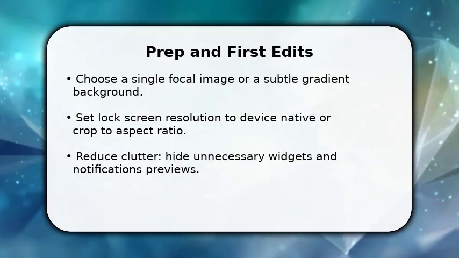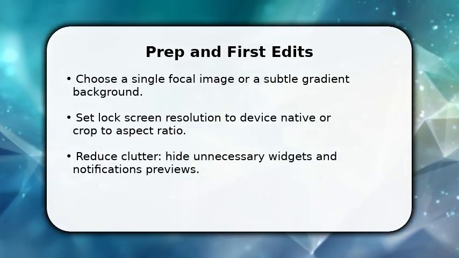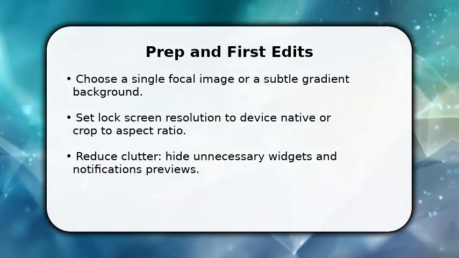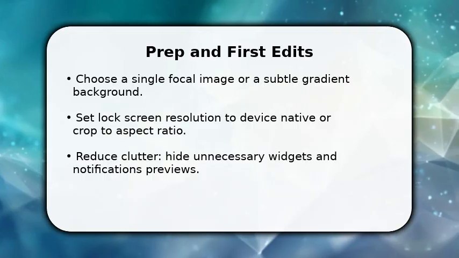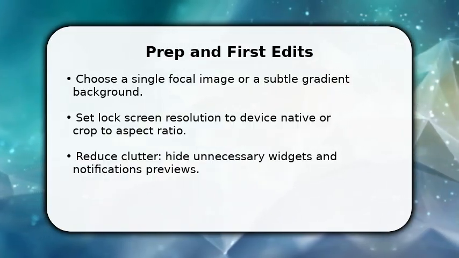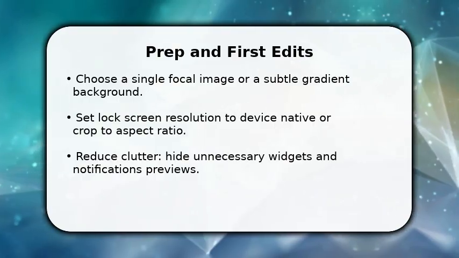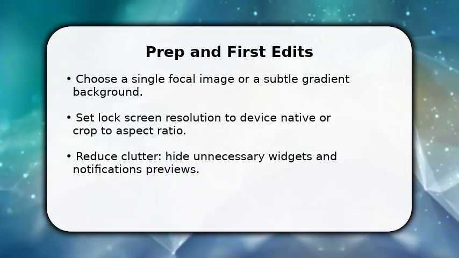You start by picking one clear focal image or a subtle gradient so icons remain legible. This matters because contrast controls readability. Next, crop or export at your device's native resolution to avoid blur, and set image alignment so the clock doesn't overlap important parts. Then, disable or limit lock screen widgets and notification previews.